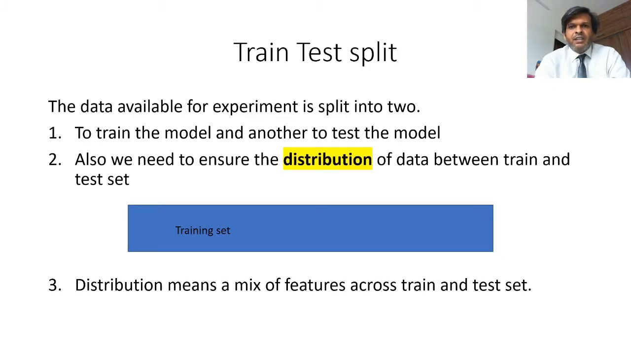So the data available for our experiment is split into two, as I mentioned earlier. But while doing that split, we need to ensure that the distribution of data between the train and test set is even. So we need to ensure the mix of features across both the sets are uniform.